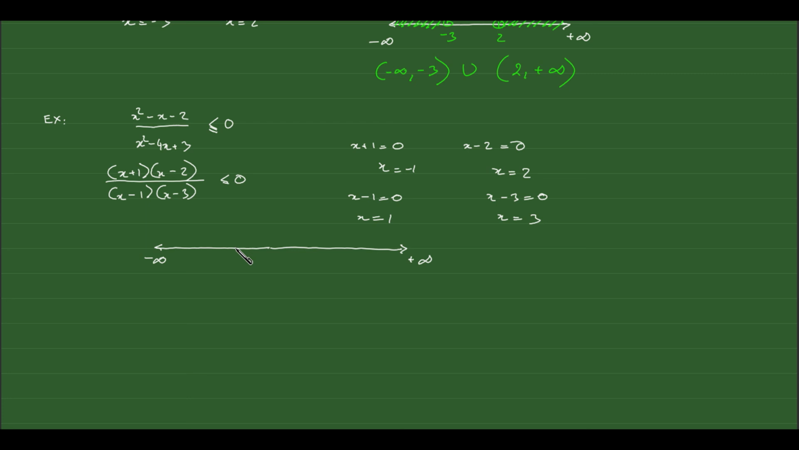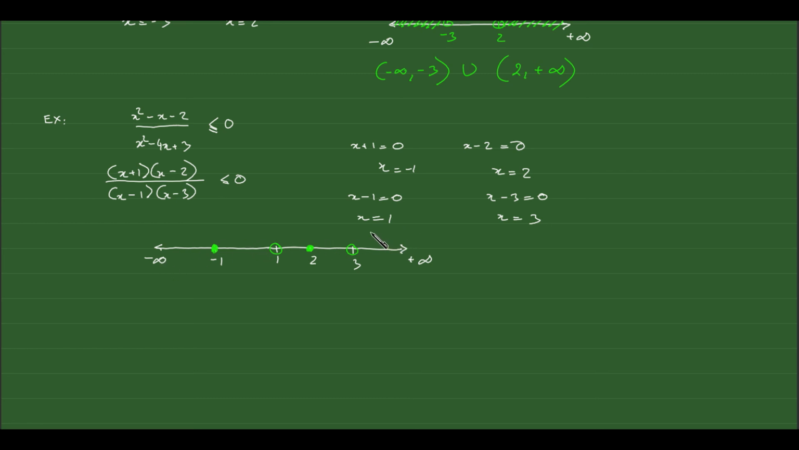So let's do it in order. You gotta do negative 1 here. We have 1 here, 2 here, and 3 here. At negative 1, we're gonna use a dot. At 2, we also use a dot. But at 1, we have to use the open circle because it's under the denominator. This one also has an open circle. Alright, so how many intervals here? 1, 2, 3, 4, 5. So we're gonna check 5 intervals.